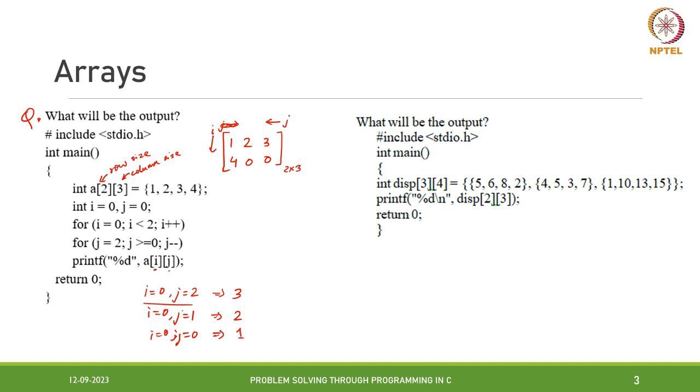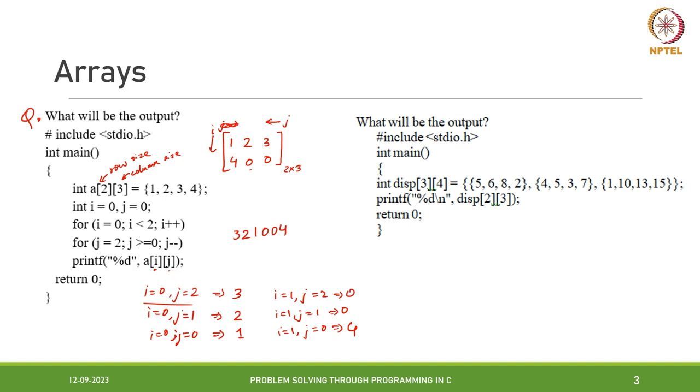Similarly, next you will have i equals 1, j equals 2, which is 0. i equals 1, j equals 1, which is again 0. Then i equals 1, j equals 0, that is 4. So i equals 1 means, according to the indices, this is the second row, and j equals 0 means the first column. So 4. So here the output will be 3, 2, 1, 0, 0, 4.